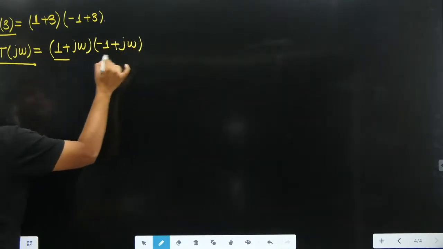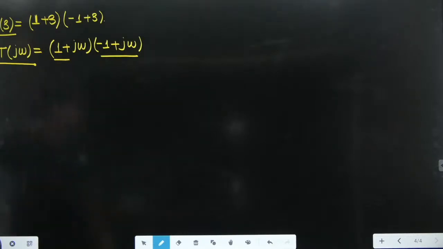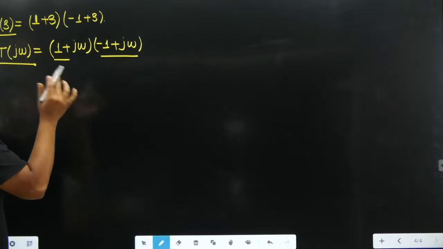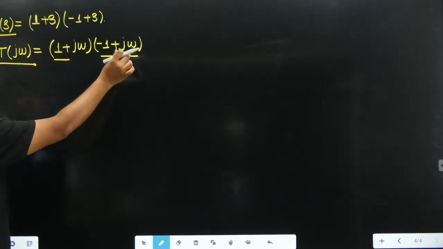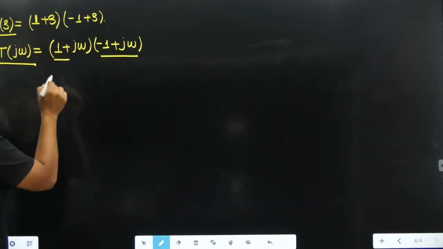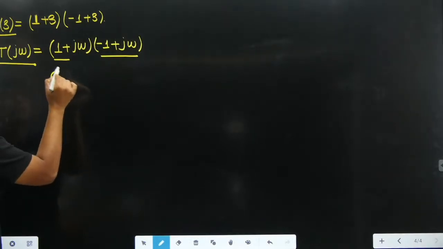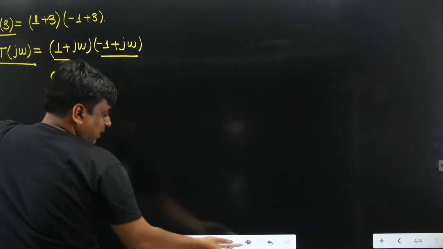And obviously it had been a simple identity which we have studied in class 9th, and that had been, what had been? a minus b. So j omega had been a, and similarly 1 had been b. So simply it's going to be a square minus b square.